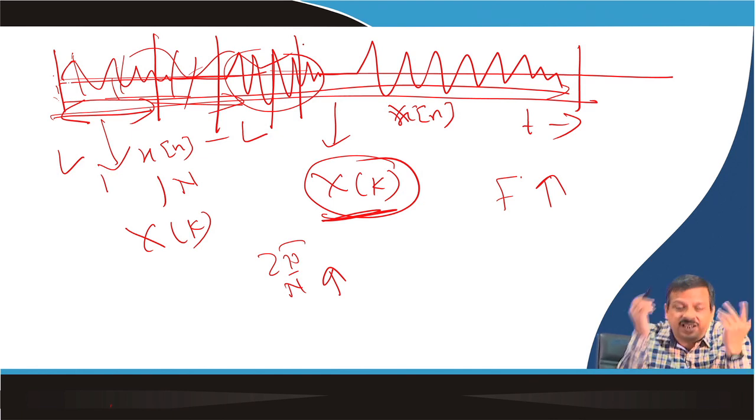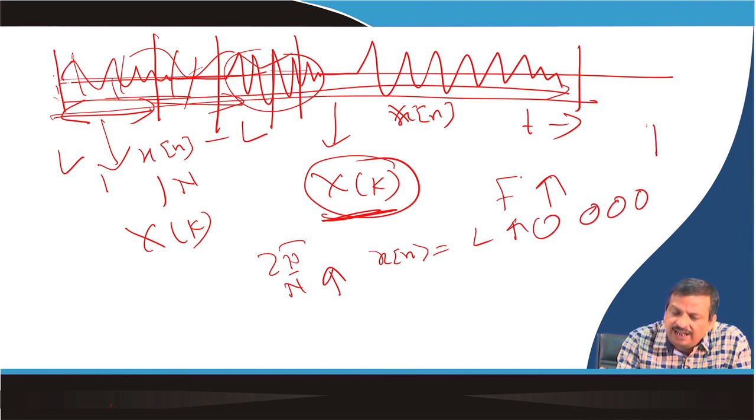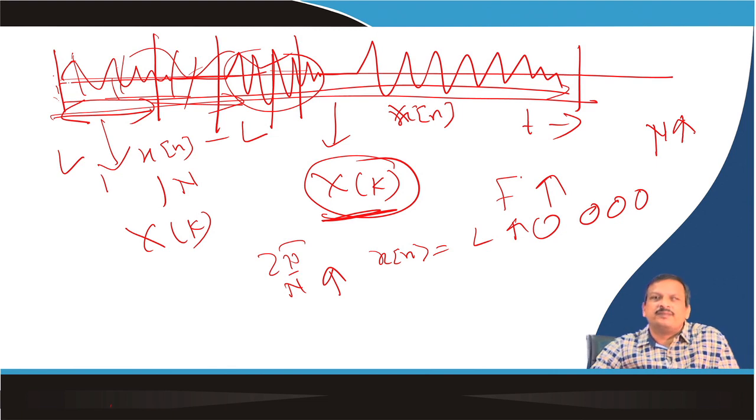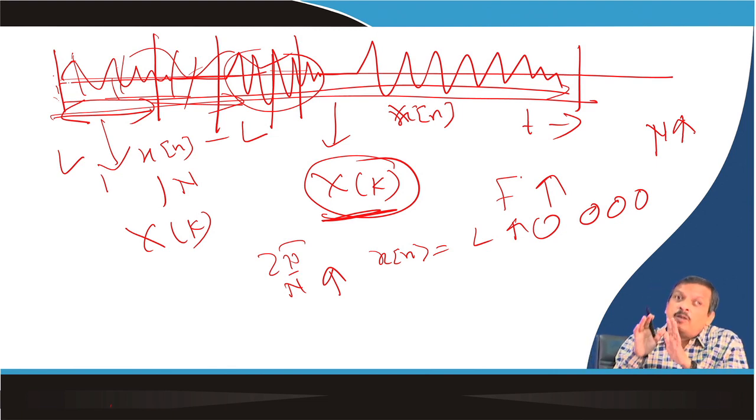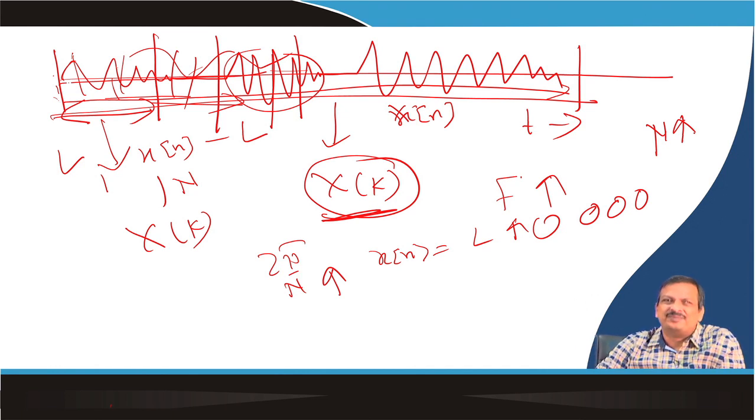Now, you may say, no sir, I will take x of n with very low L, pad it with zeros and make N very large. Then one point is that the computational complexity increases. The second point is very important: the amplitude of the frequency response will get averaged flat. I cannot add so many zeros. When I discuss the DCT, I will discuss this. So, this is the lacuna of the DFT.